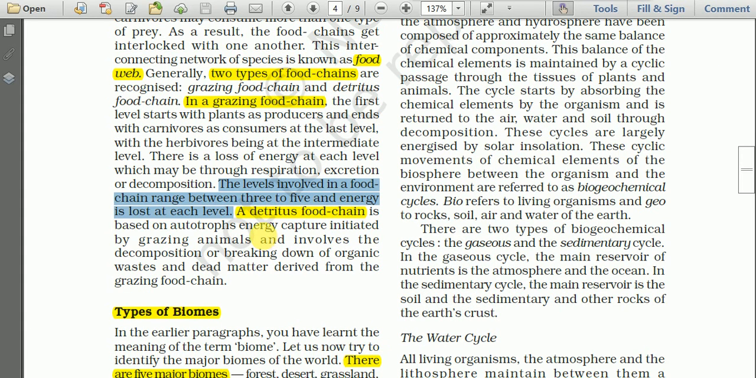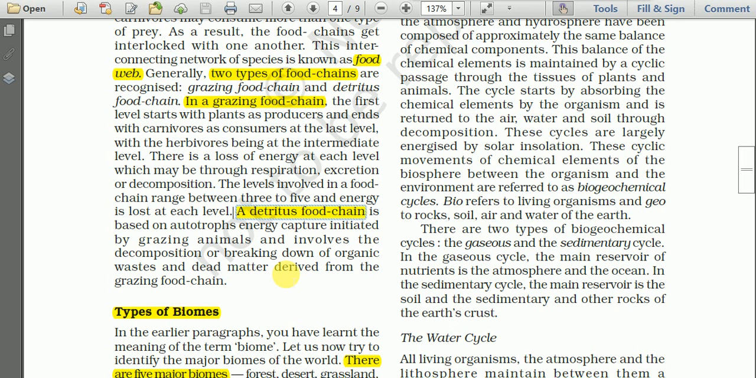And another type of food chain, remember we are learning two types of food chain. One is the grazing food chain, and another one is detritus food chain. What do you mean by detritus? Actually detritus means remains of something, or dead body of something.